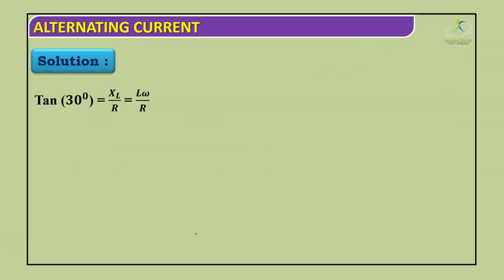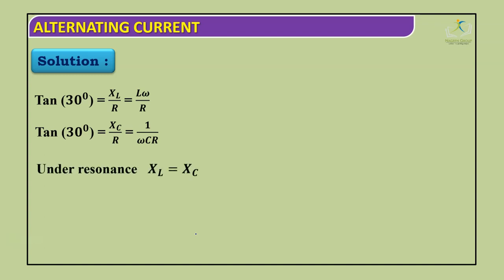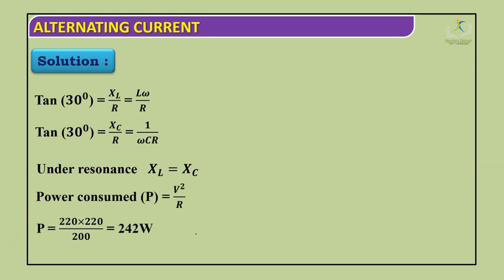The solution for this question: tan 30 degree equals XL by R equals omega L by R. Tan 30 degree equals XC by R equals 1 by omega C by R. So under resonance, XC equals XL, and power consumed is V square by R. So I'll put all these values together and get the result, that is 242 watt.